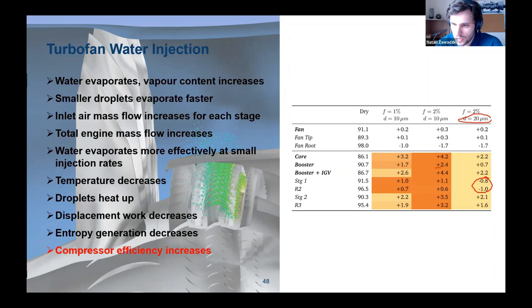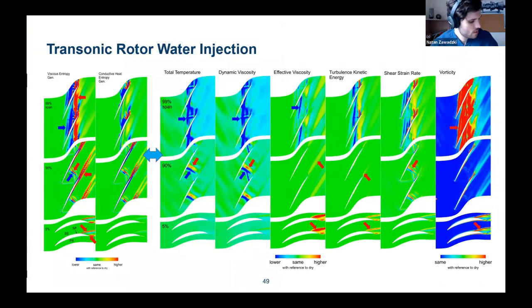So for the whole booster, booster plus IGV, I calculated a benefit of 4% increase in efficiency. I'm aware that this number might be a little bit conservative. It depends also on the case, on the turbofan geometry, but it's a very promising trend that hasn't been seen or calculated before. So I'm afraid I'm running out of time. It's been an hour already.